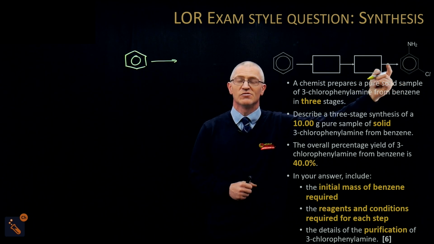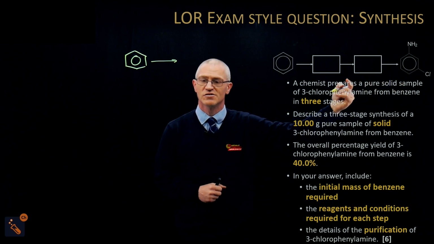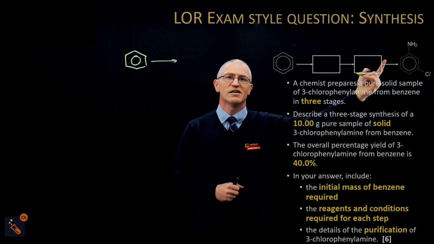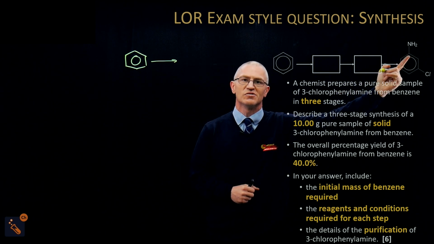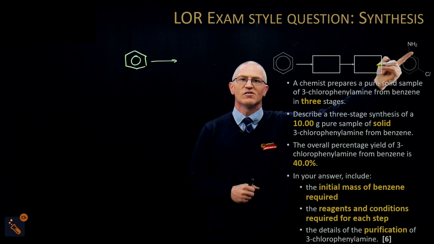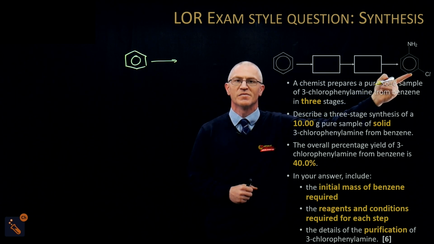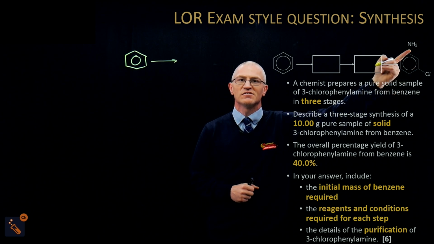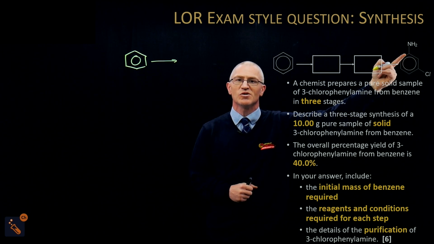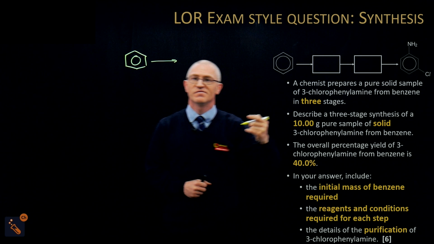So hopefully you're now remembering what your directing groups are. Your two directing groups are OH and NH2, which are 2,4 directing, and your NO2, which is 3 directing. So if we put the chlorine on when the NH2 was there, the chlorine wouldn't be in position 3, it would be in position 2 or position 4. But it's at position 3. So that means the chlorine must have gone on when this was an NO2. So we must put an NO2 on as our first step.